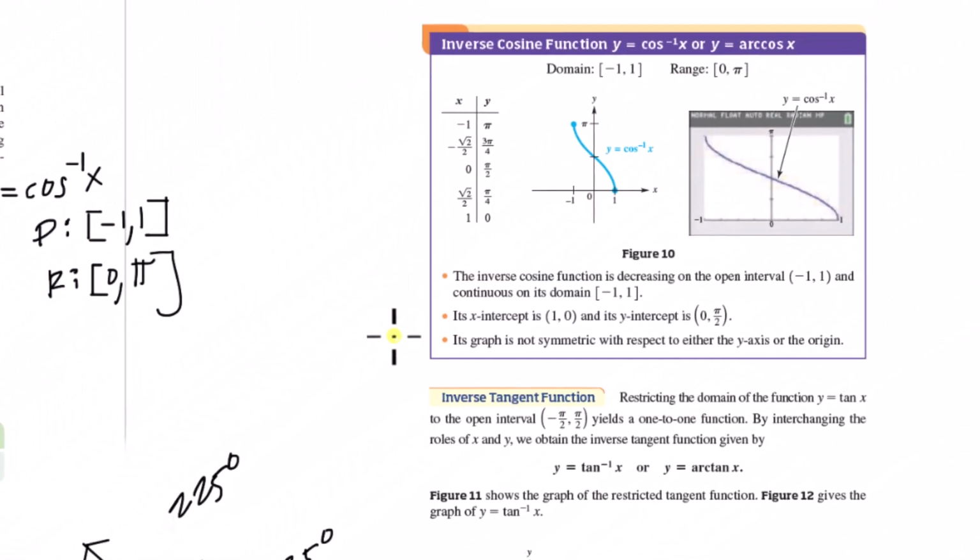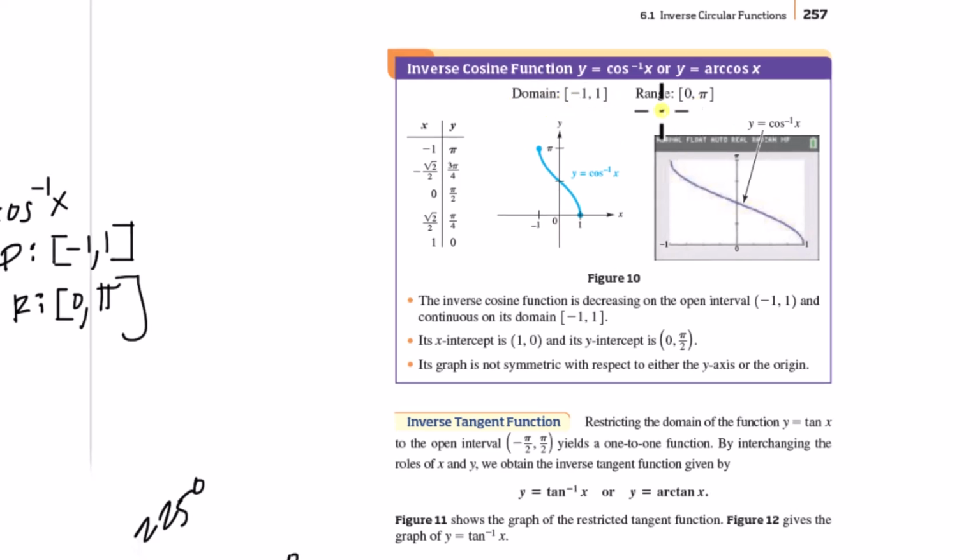So now here's a summary of the inverse cosine: domain minus 1 to 1, range 0 to pi. Here's the graph. It's continuous. It's always decreasing. Inverse sine was always increasing. It doesn't intercept the origin like inverse sine did. It has one y-intercept and one x-intercept. The y-intercept is at (0, pi over 2). The x-intercept is at (1, 0). And what's interesting is that there's no symmetry here. It's not even or odd. Inverse sine was odd. Here, this has no function symmetry.